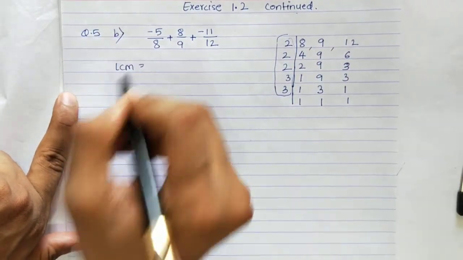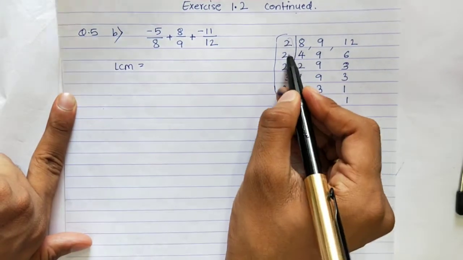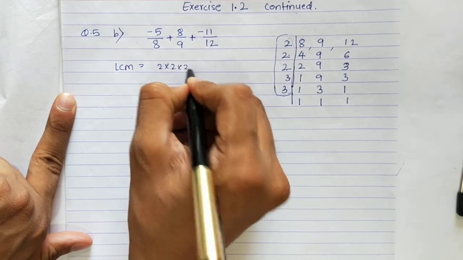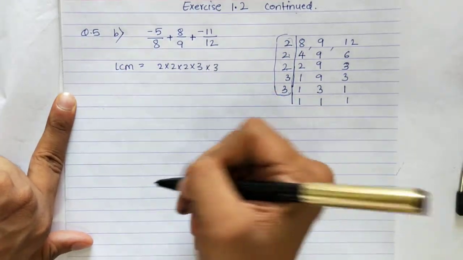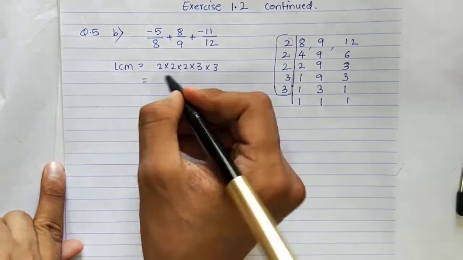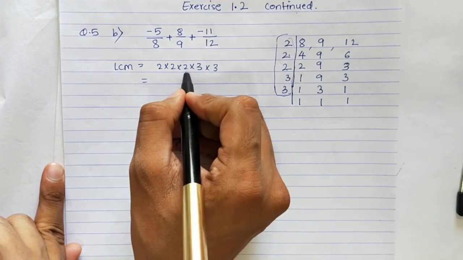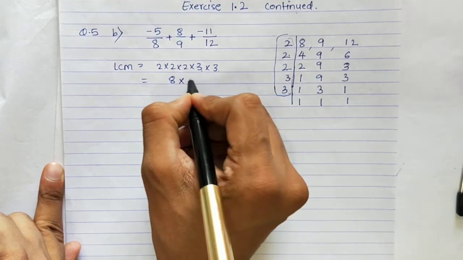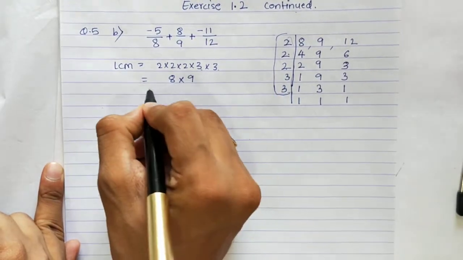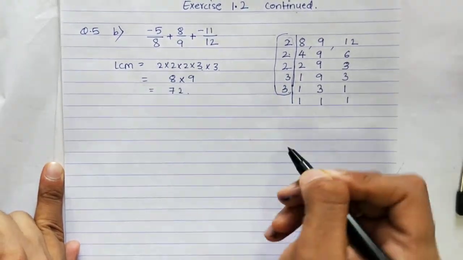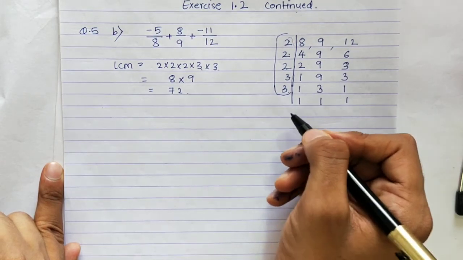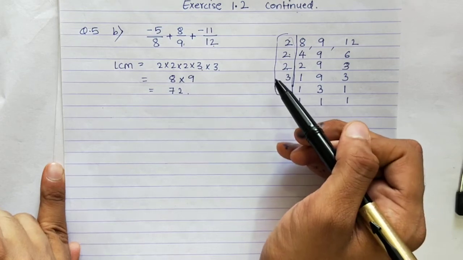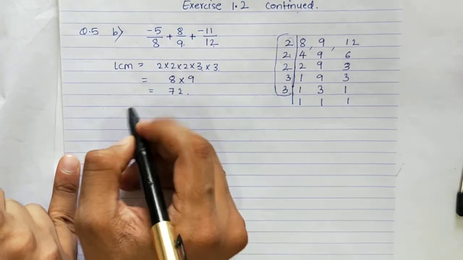Okay, so the LCM is 2 into 2 into 2 into 3 into 3. So 2 2s are 4, 4 2s are 8, into 3 into 3 is 9. So 8 9s are 72, which is the LCM. That means we have to make each denominator 72. Okay, so how to make the denominator 72?